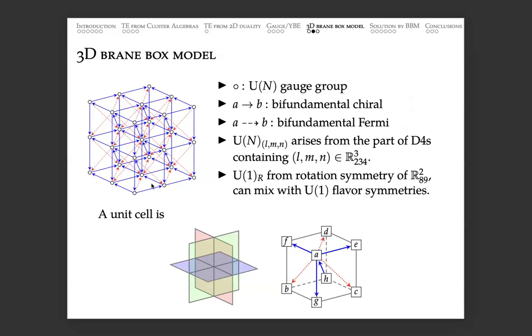So what is a unit cell for this lattice? Well, the most natural definition of unit cell is just this one. You have a cube, and then you have blue arrows and red arrows connecting the vertices of the cube in this manner. You just take many copies of this cube and concatenate them, and then you can create this more complicated, bigger quiver.